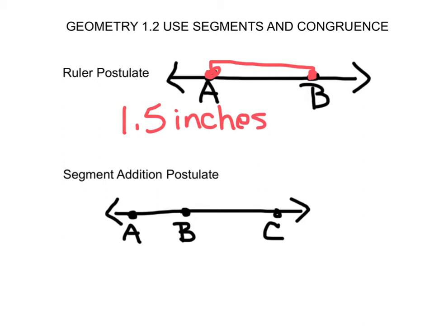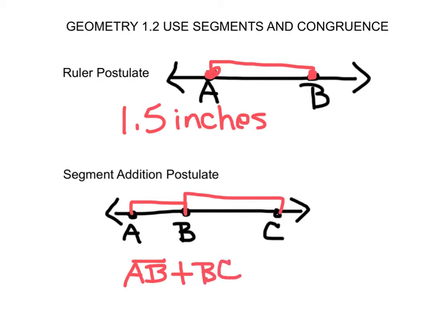Okay, the segment addition postulate is next. It is what it says. It says segment addition. We are going to add segments. Segment AB plus segment BC has to equal all the way across segment AC. The postulates in geometry are very self-explanatory. With the segment addition postulate, you will be adding segments.